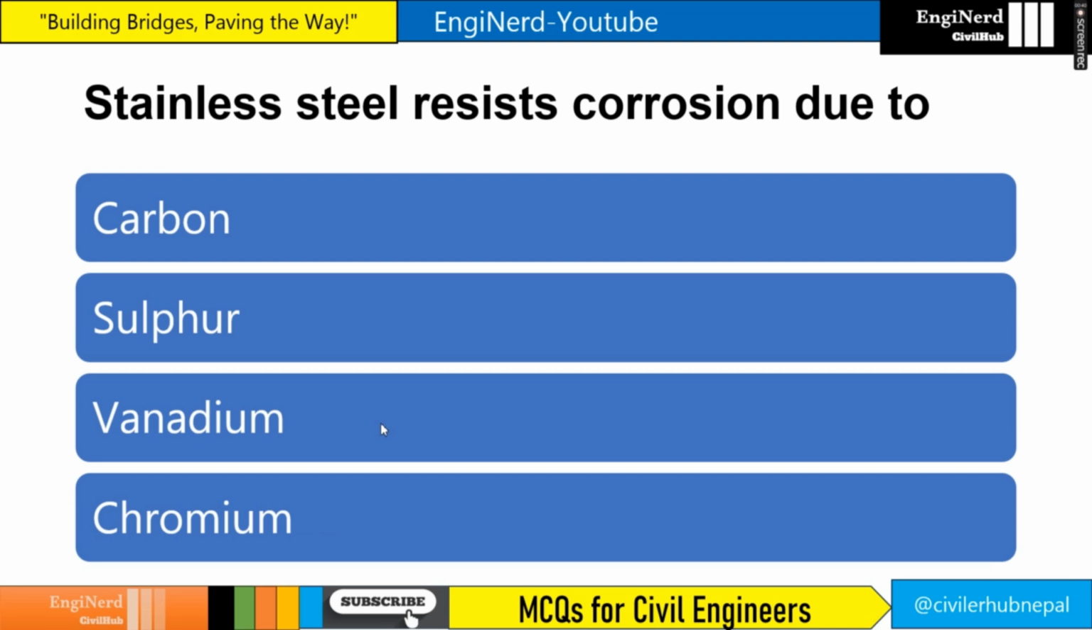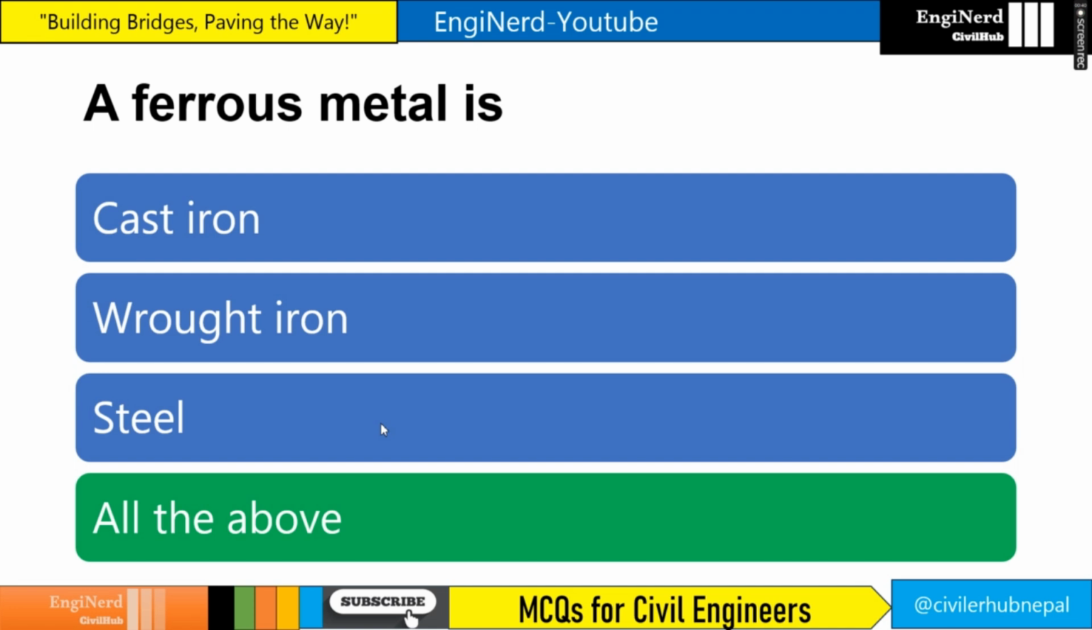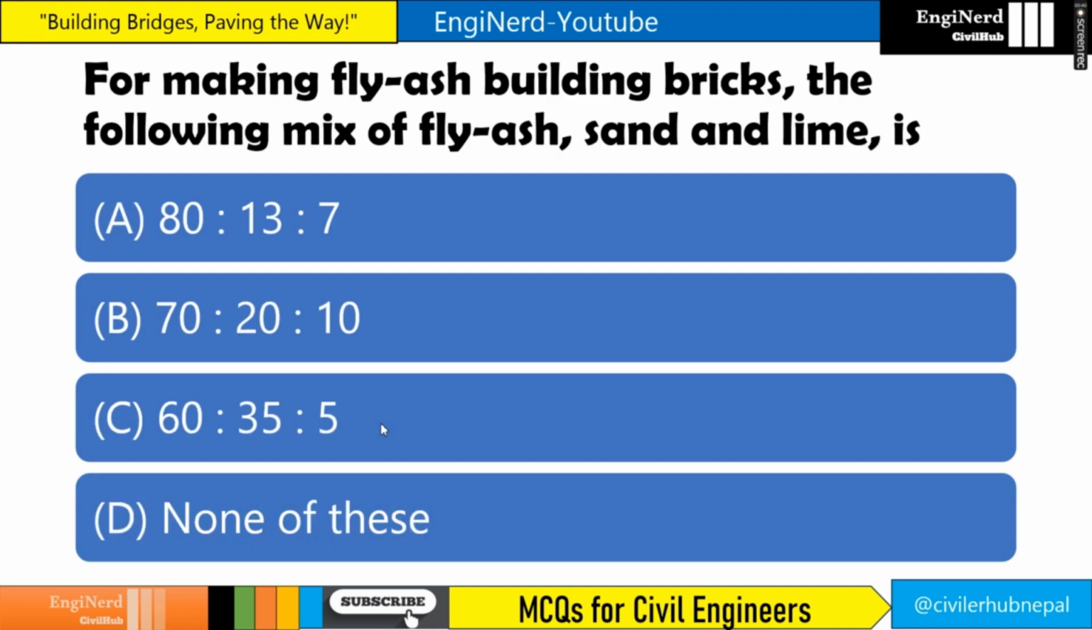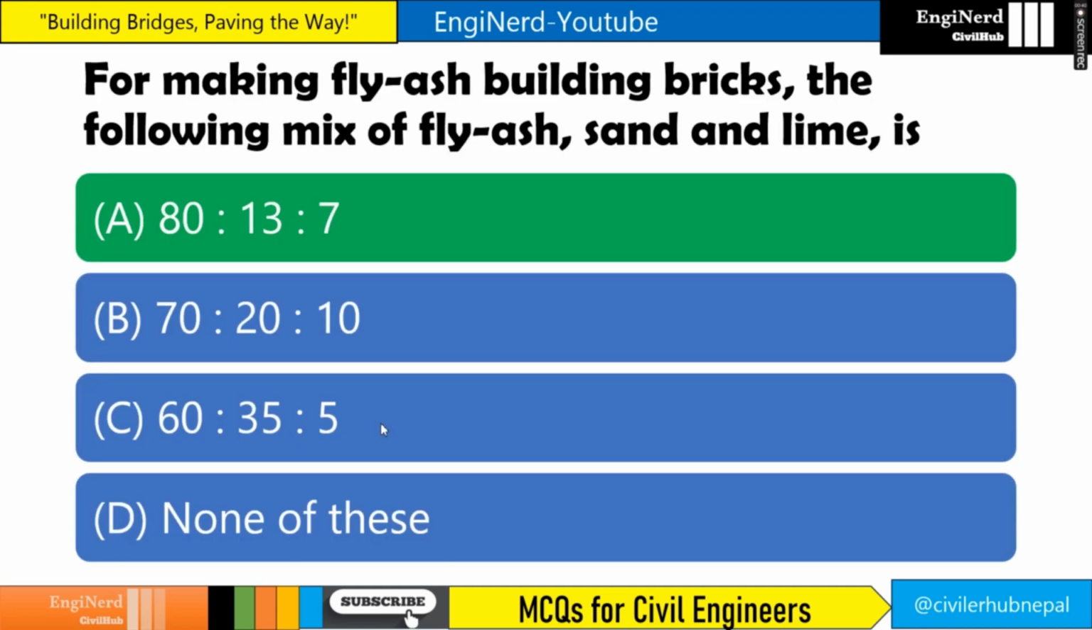Stainless steel resists corrosion due to chromium. The most important constituent of varnish is dryer, solvent, resin, and all of the above. All of the above is the answer. Purest metal is cast iron, wrought iron, steel. All of the above, right? For making fly ash building bricks, the following mix of fly ash, sand, and lime is used. That is 80, 13, and 7. This is from the book of Agor as well.